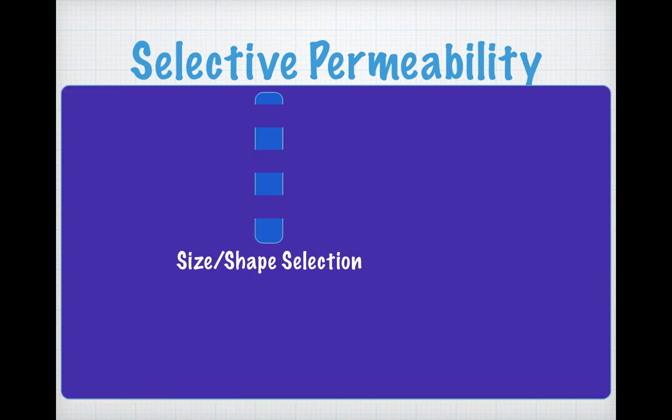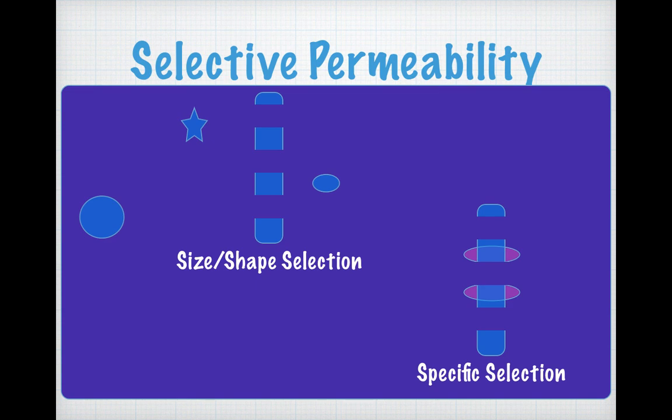We can make that selectivity based on size and shape. So there are some things that are just too big to fit between the phospholipids of a plasma membrane. There are other things that are just right. They'll get in for different reasons, and by passing through the lipid bilayer. And there are other things that might be similar in size, but their shape is wrong, or they have a charge, and those things can't get past the phospholipid bilayer. So this size and shape allows for some selectivity.